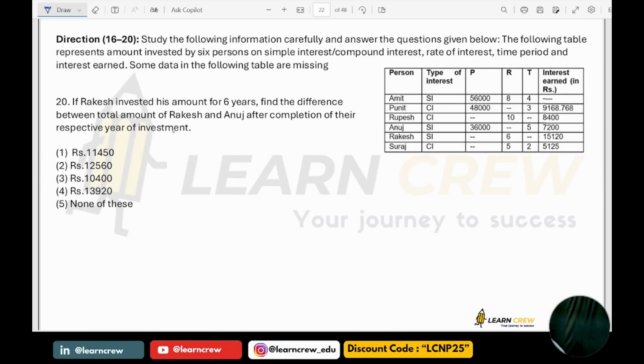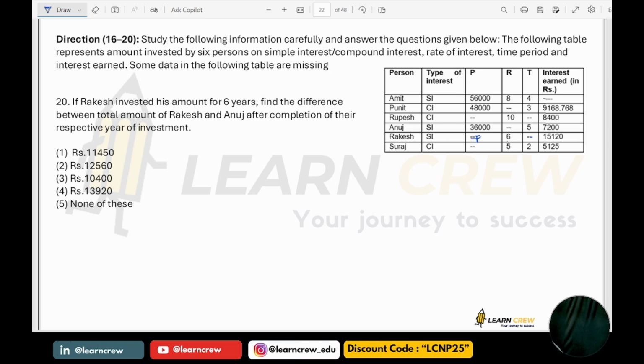Next, Rakesh invested his amount for 6 years. If Rakesh invested his amount for 6 years, find the difference between the total amount of Rakesh and Anuj after completion of their respective years of investment. Anuj simple interest 36,000, 5 years. Please see here, question number 20. The amount invested by Rakesh is not known.